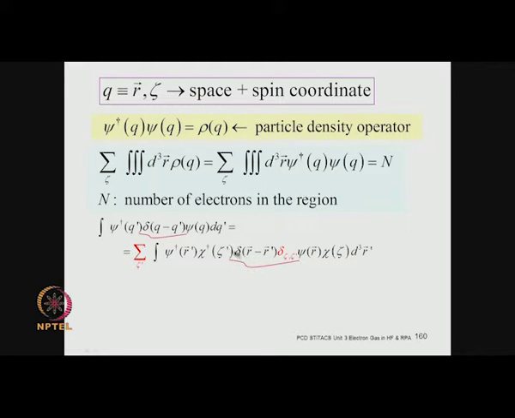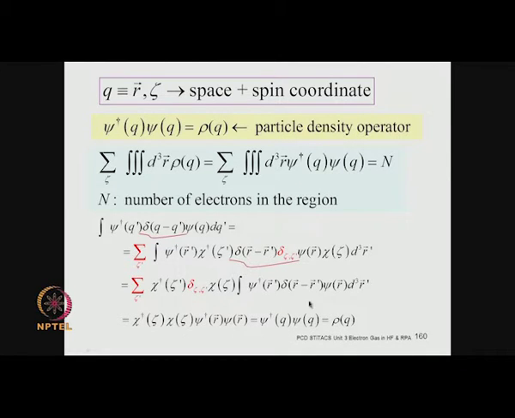This delta function is the product of the delta function for the space arguments and the Kronecker delta for the spin, because the spin coordinates are discrete. So you can now separate the summation over the spin over here, followed by integration over the space coordinates, right? And if you contract these summations, you get essentially the particle density. So this is the particle density which we began with, right? So this is the notation that I will be using.